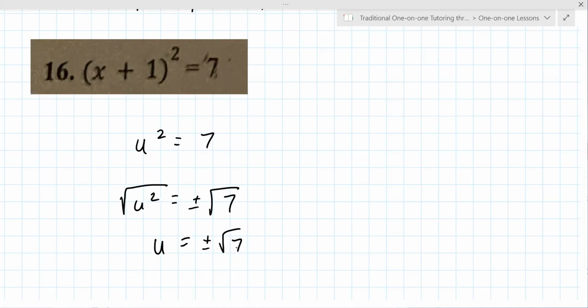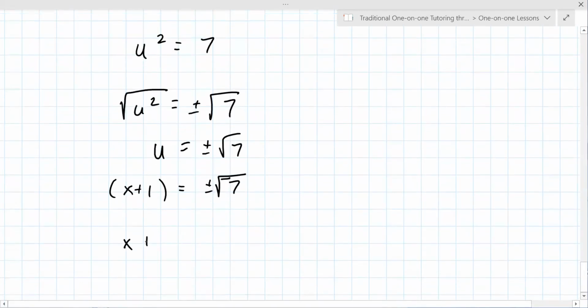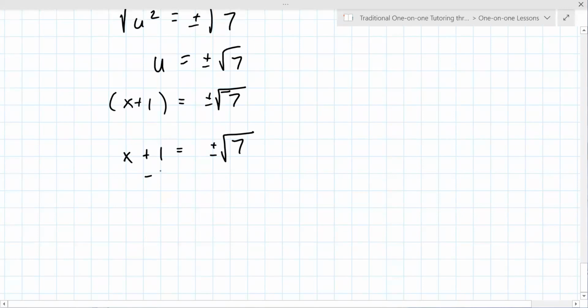So then, how do I incorporate the 1 into this? Okay, so this is called a u substitution. We're not really going to do this, but it's really x plus 1 equals plus or minus the square root of 7. The parentheses are not needed. I'm just going to rewrite it. And you're not going to like this, but just try to go with it for the moment. We're going to subtract 1 from both sides. So your final answer is minus 1 plus or minus the square root of 7.